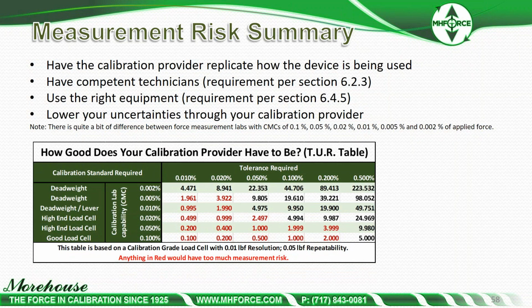Here's a TUR table, assuming 0.01 and 0.5 repeatability. You really have to run the numbers for yourself. There's quite a bit of difference between labs operating on all the different TURs. This spreadsheet, like I said, you can plug numbers in. You can see if your stuff's in or out of tolerance. You can see what it means, what your calibration provider is doing. You do all that if you care to do it.